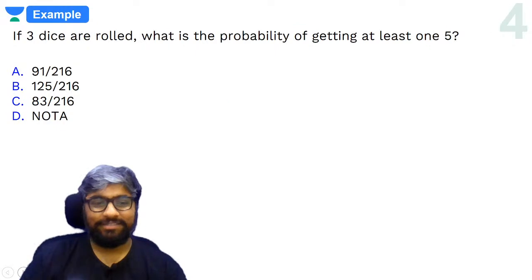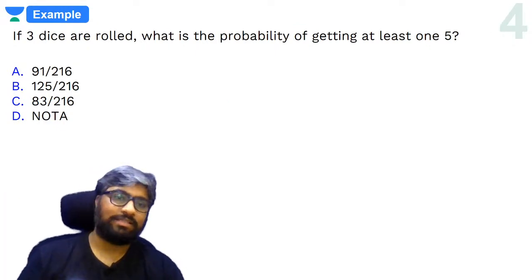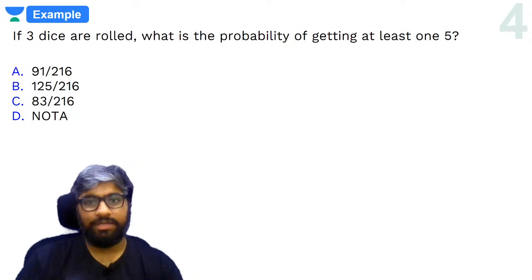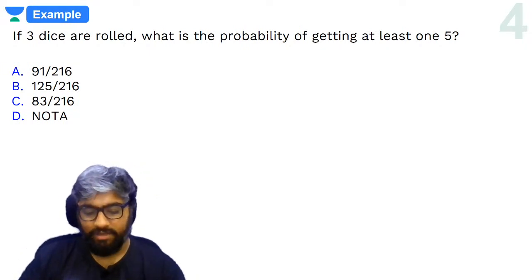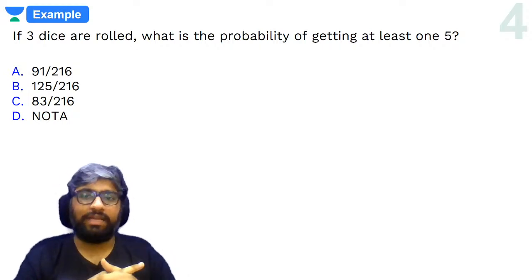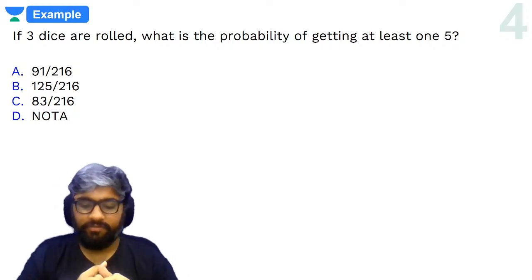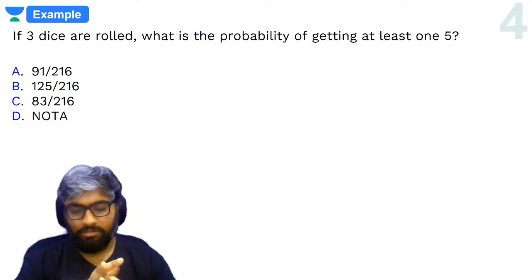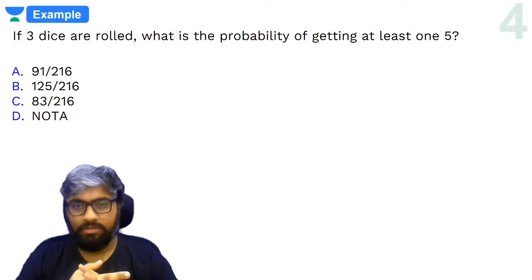Let's move ahead. Here's the next question. Try this. 3 dice are rolled. What is the probability of getting at least 1 5? Yes, probability of getting at least 1 5. Quick, try this out.